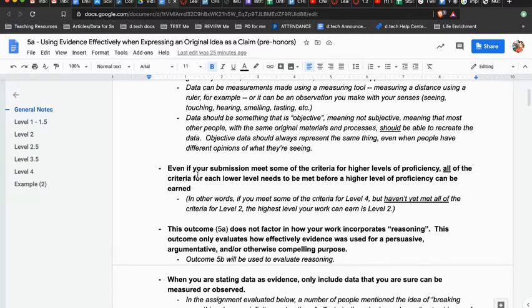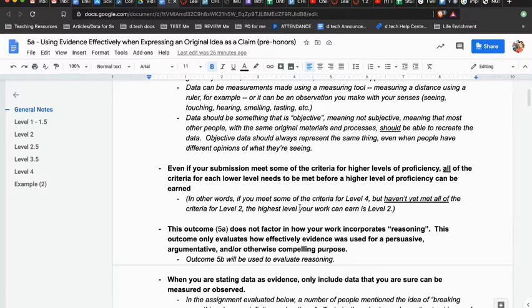You might know this from other classes, but generally, when you submit something, what you submit might meet proficiency criteria for higher levels than what the work has earned. And so it's important to know that in order to earn a certain level, you have to meet all of the criteria for that level. In other words, if you meet some of the criteria for level 4, but you haven't yet met all the criteria for level 2, the highest level your work can earn is level 2, unfortunately.